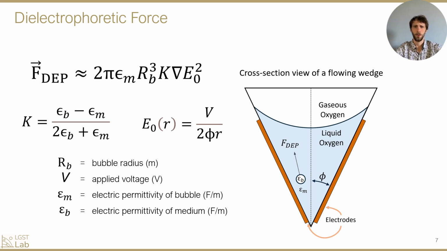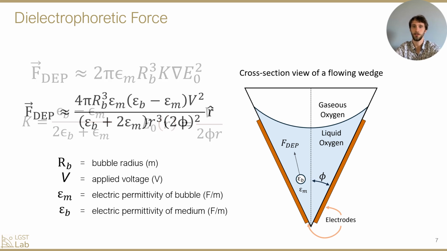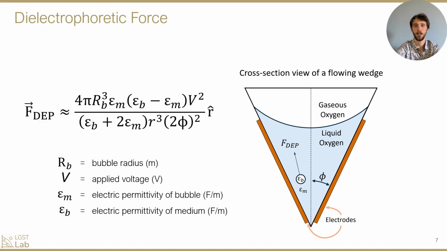So in the case of a triangular wedge, the DEP force equation simplifies to this. And what we see here is it's related to those permittivities as well as the voltage applied to the electrodes and the wedge angle, as well as the radius, which will be a function of the bubble's trajectory, which is dependent on the whole wedge geometry.